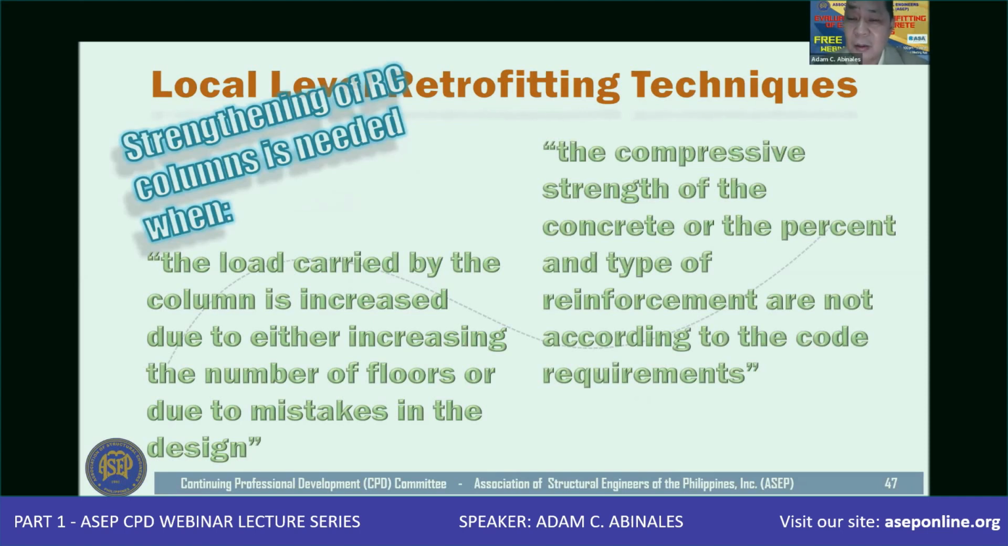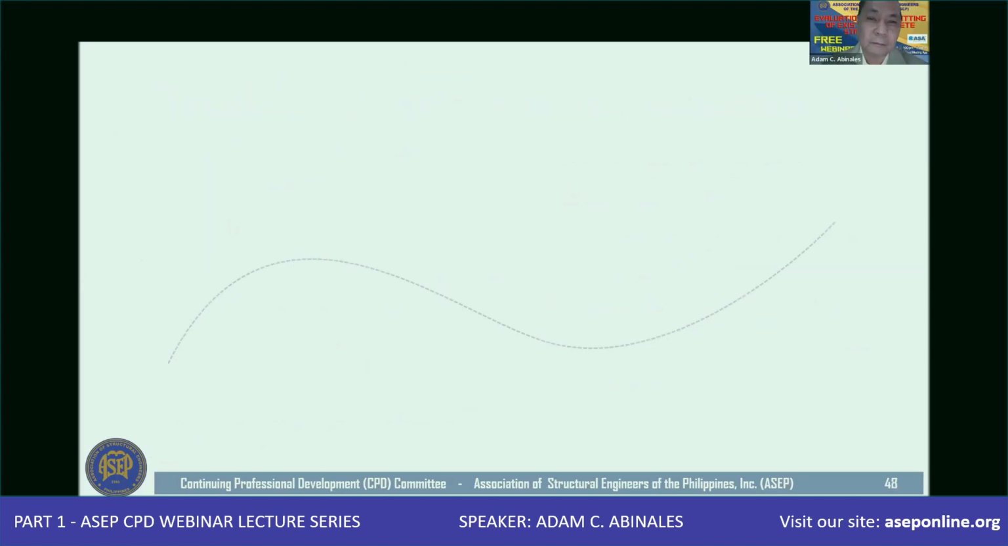You might ask, does this really happen? Yes, because in my personal professional practice, we are doing some review of designs of other engineers of record, and sadly, we find some cases wherein the designer has this kind of issue.